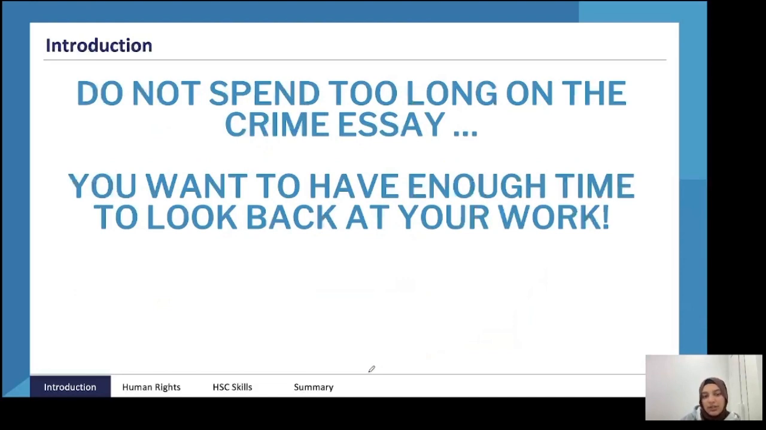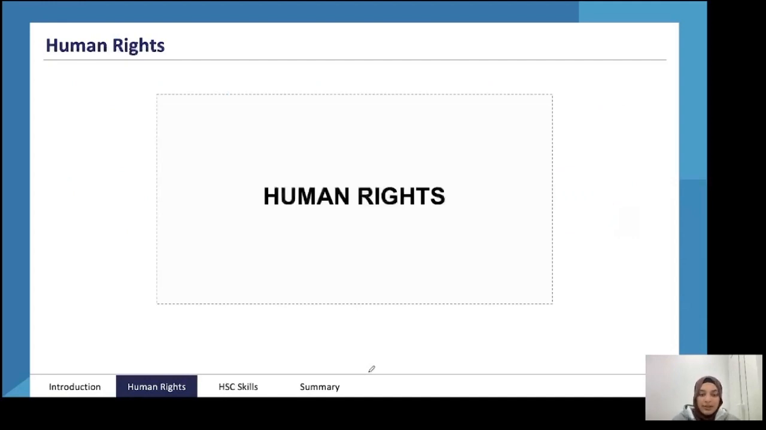You want to make sure you have enough time to look back at your work as well. Remember that your options are actually 50% of your entire exam. They literally are 50 out of 100 marks. Your crime essay is only 15, right? So weigh up the comparison. Don't take as long as you would take in your options in your crime essay. Try to reduce the time you spend on your crime essay compared to your options, because they are worth more marks. Yeah, and that concludes the information I wanted to run through quickly with regards to crime.